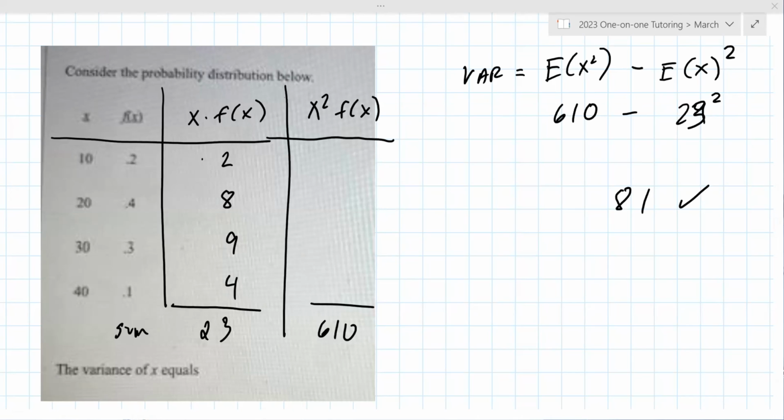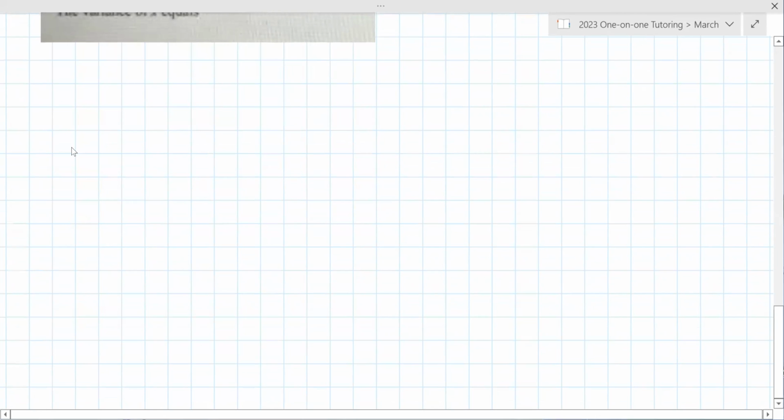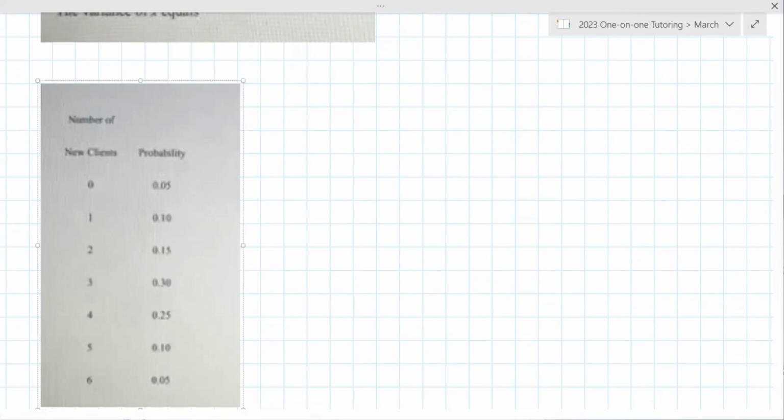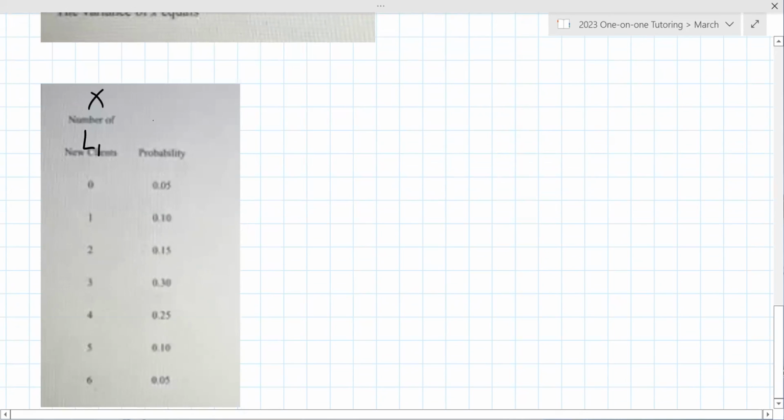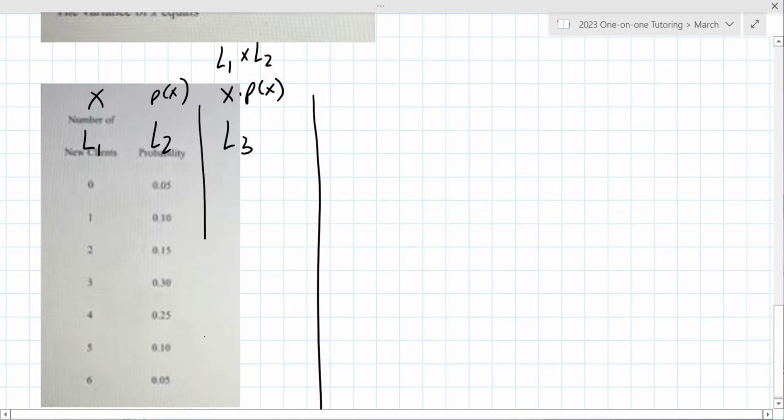All right, 21. So good news is we made a good decision here doing lists, because 21, does it ask for variance? Yeah, so we actually do need to do it for 21. It's the exact same approach. So x is going to go in L1, L2 is going to be your P of x. So L3 is going to be x times P of x, list 1 times list 2. And then list 4 will be x squared times P of x, list 1 squared times list 2.